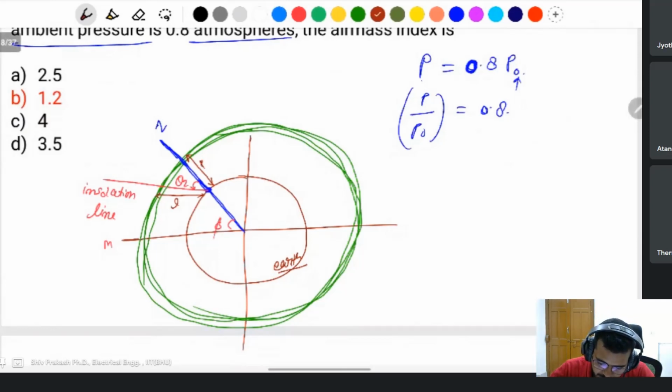Take this one at a unit length, because I will take it as a unit length. At unit length, what is the effect of the insulation length at that point? Then you can calculate the air mass index. L is equal to, you calculate this one by trigonometry, 1 divided by cos theta z.